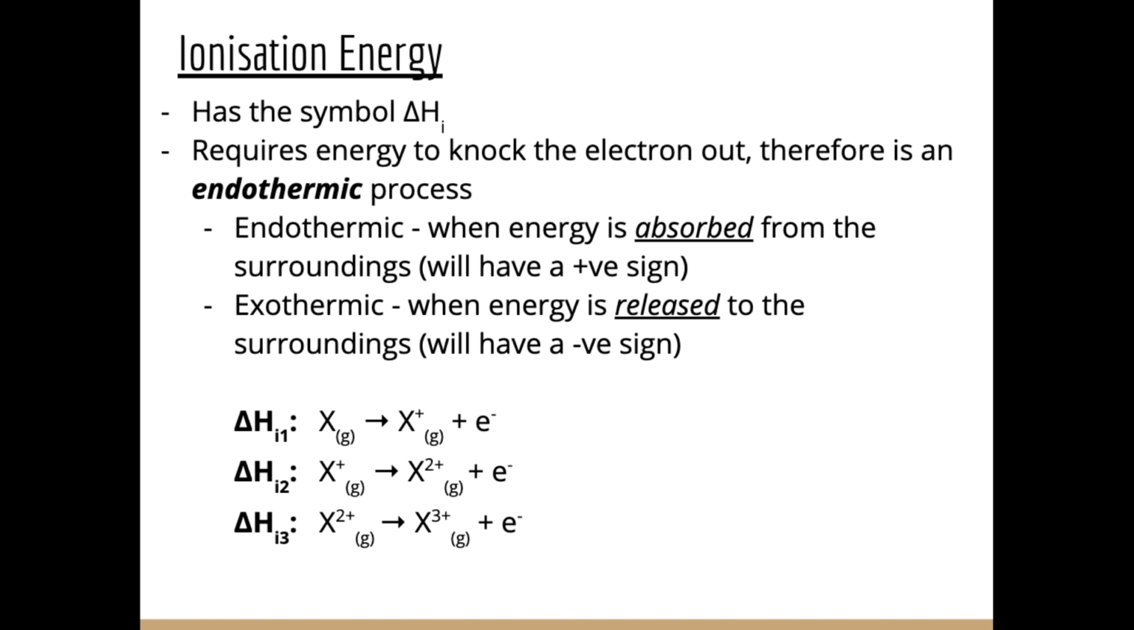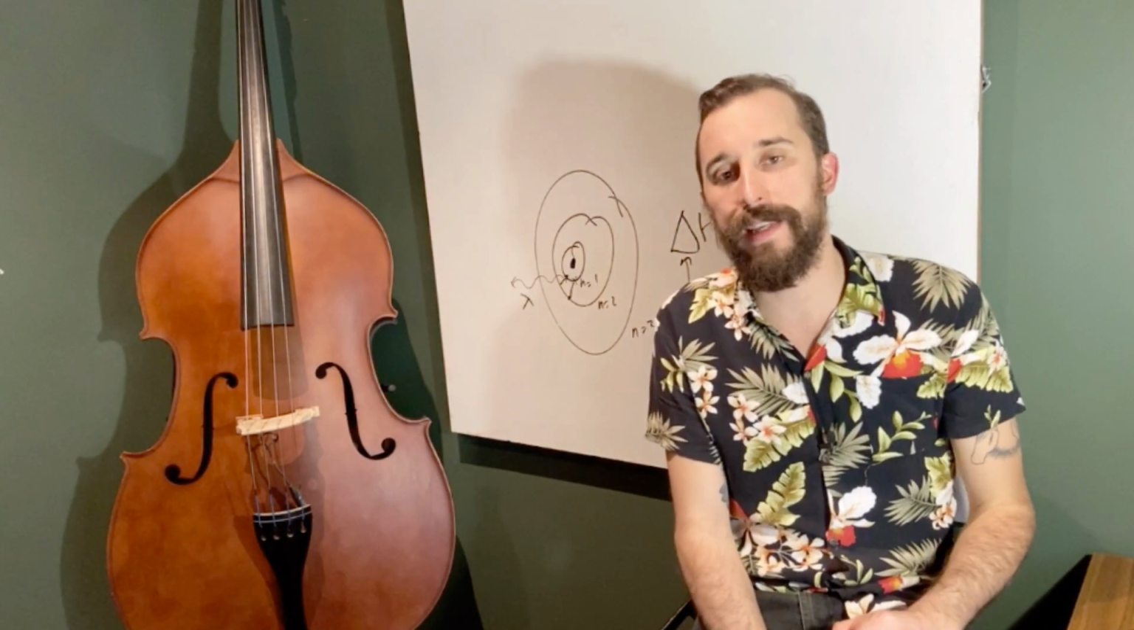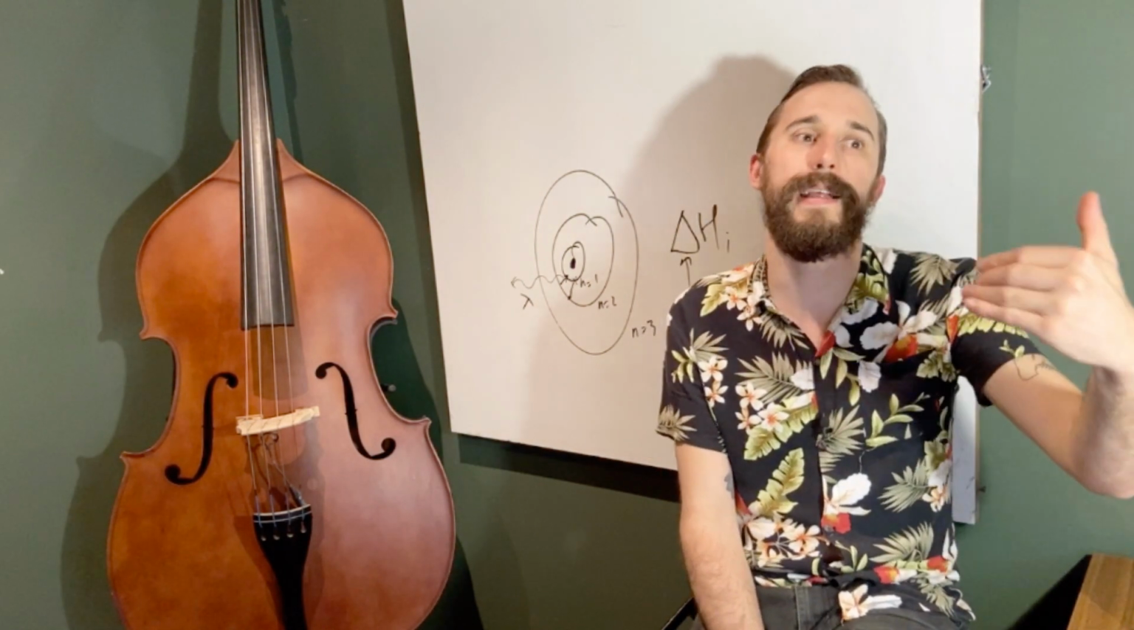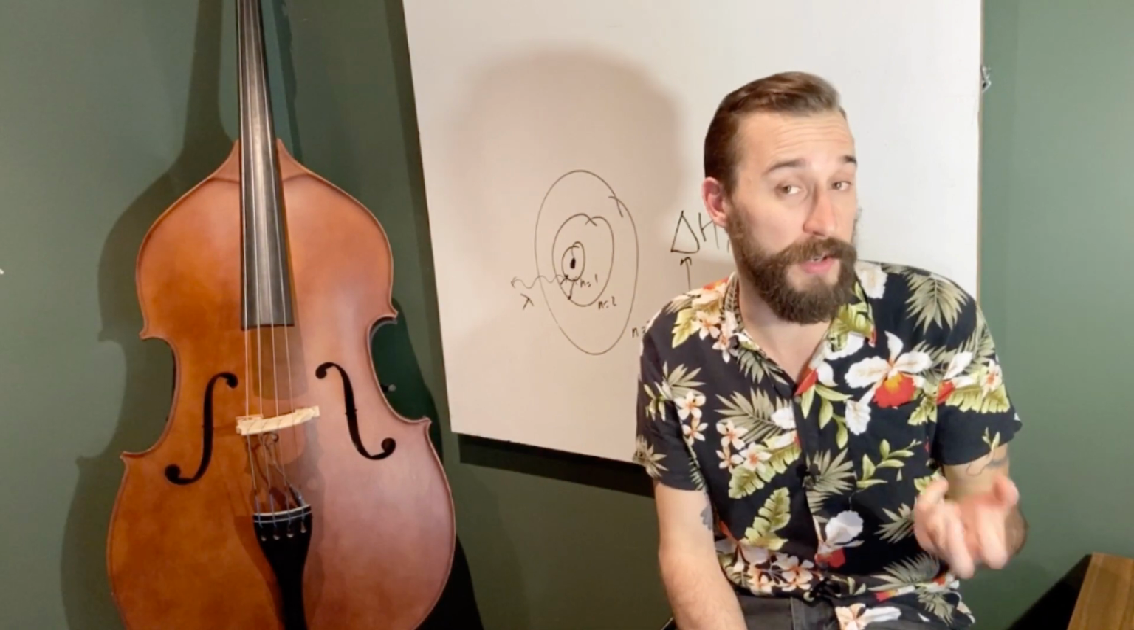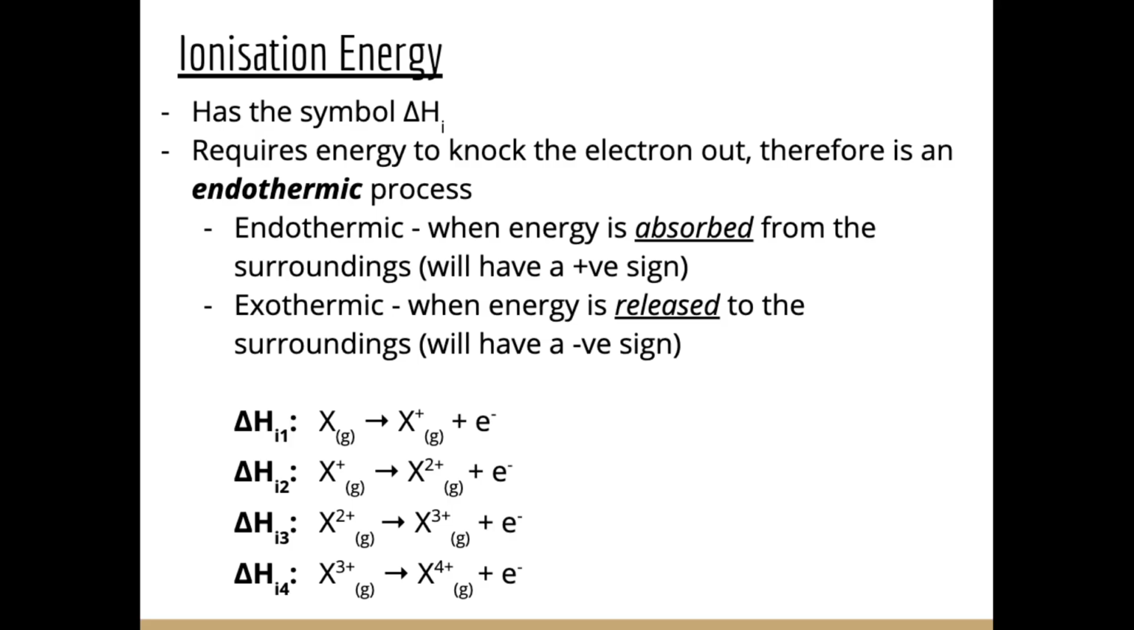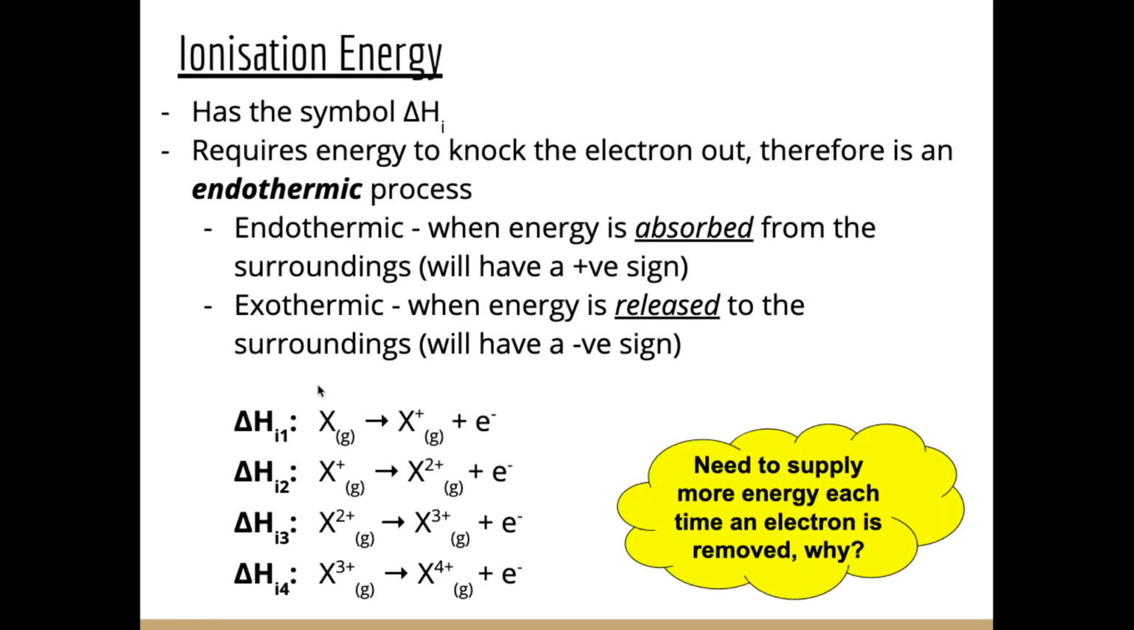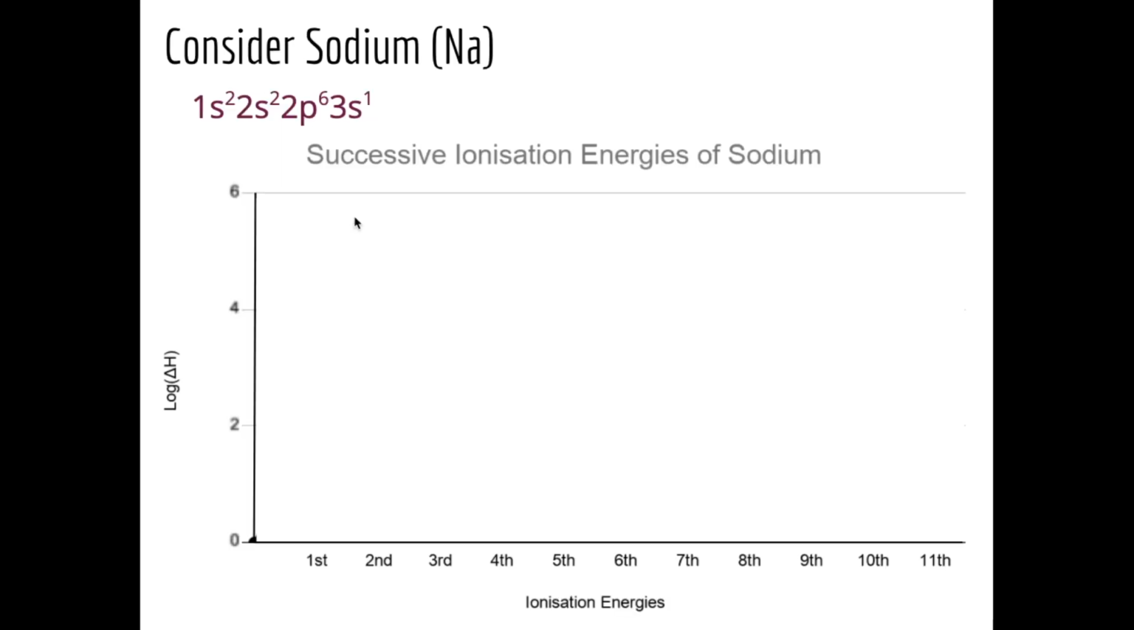Then delta HI4, you can probably see where this is going. You've got the 3+ ion and you can make the 4+ ion. And essentially you can keep knocking electrons out until you don't have any electrons left. It's going to take more and more energy to do that each time, but you can do it. You need to supply more energy each time an electron is removed because of that electrostatic attraction between the positive nucleus and the negative electrons that you have to overcome.